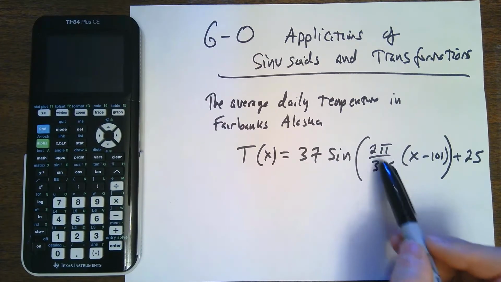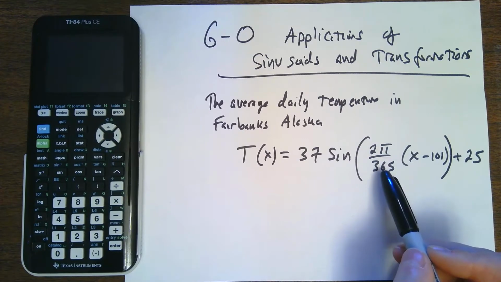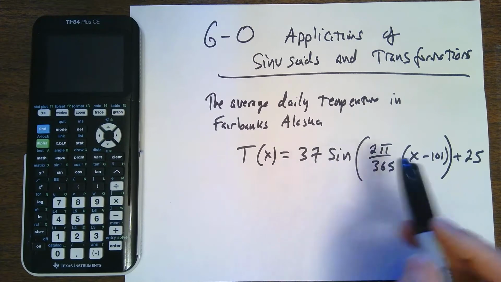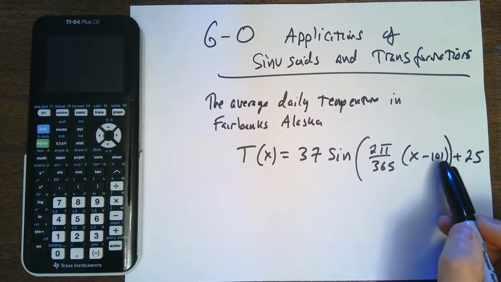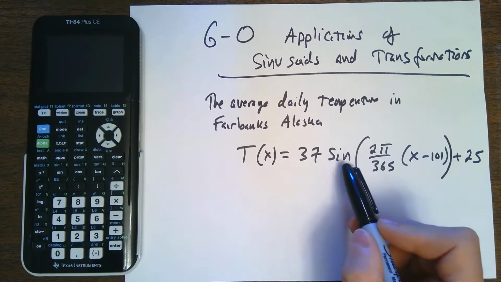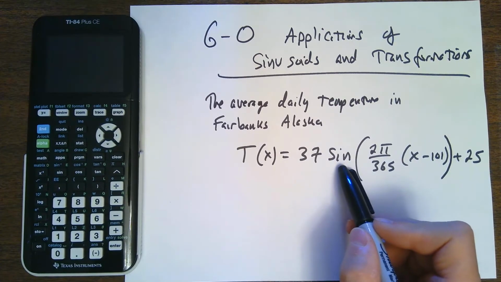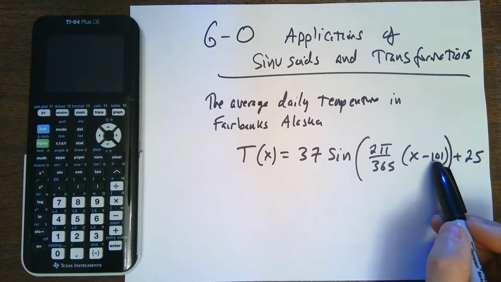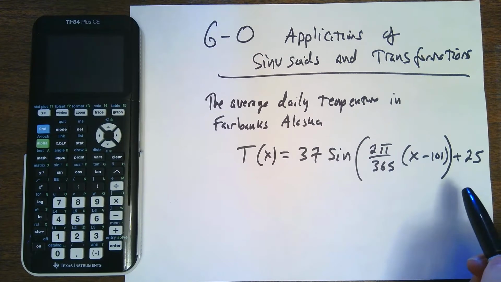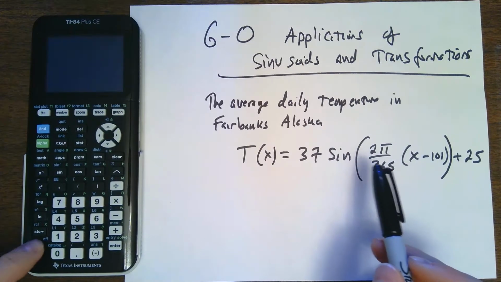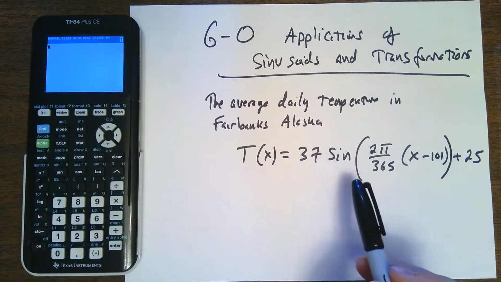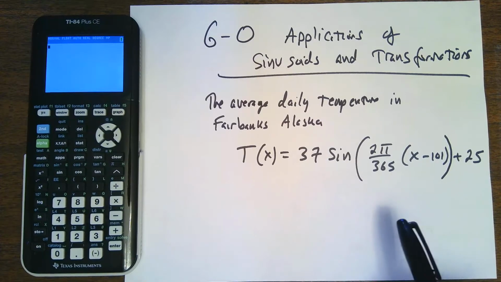The period of sine, when the pattern repeats, is 2 pi over b, where b is how long it takes the pattern to repeat. If x is in days, a whole year is 365 days. Make sense? And then x minus 101 is the phase shift. The sine wave starts at the middle going up at day 101. That's when the temperature would be the average, or 25, the middle. I know that might be a little confusing, so I want to go ahead and graph this. We're going to sketch a graph, and then answer some questions about the graph.